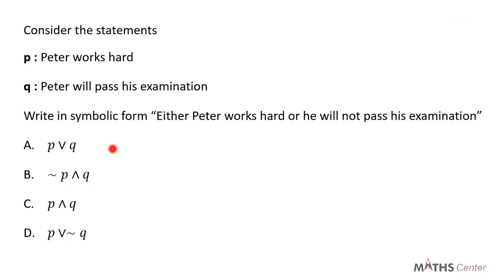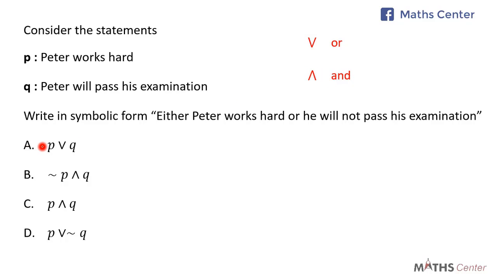This is a multiple choice question. We have 4 options here, and so we will solve the question, and after that we will pick the correct option. This symbol is read as OR, and this symbol is read as AND.